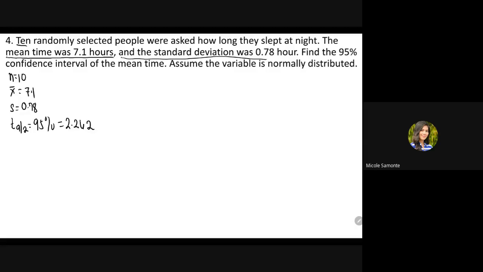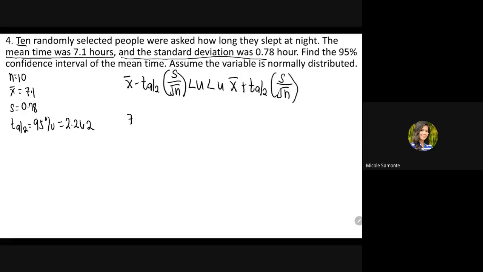So ang formula naman niya ay kaparehas lang: sample mean minus t alpha over 2. Instead of writing the population standard deviation, s ang ating ilalagay as the sample standard deviation. Sample mean plus t alpha over 2, sample standard deviation all over the square root of n. So we have there 7.1 minus 2.262, our s there is 0.78 over the square root of 10. Can you compute kung anong lalabas nito?